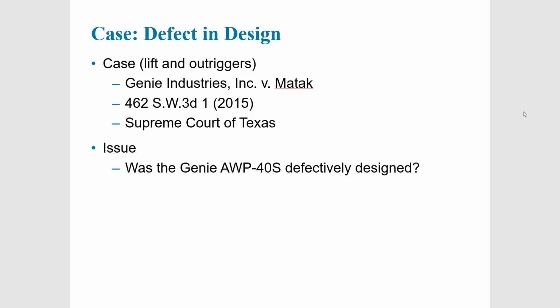They sued the church, they sued Genie, the manufacturer, and they sued the electric company because of a defect in design, saying that it was unreasonably dangerous because it shouldn't have been possible for them to do what they did. And the jury actually agreed and said that the product was unreasonably dangerous, and the appellate court agreed with the jury. But it got to the Supreme Court of Texas, who disagreed. They overturned the jury verdict and said that Genie was not liable.